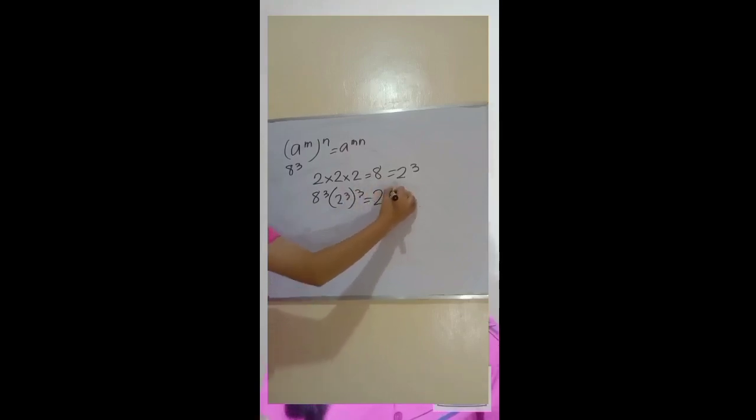Example: express 8 raised to 3 as a power with base 2. We have 2 times 2 times 2 is equal to 8, or 2 raised to 3. Therefore, 8 raised to 3 is equal to 2 raised to 3 times 3, which is equal to 2 raised to 9. 3 times 3 equals 9.